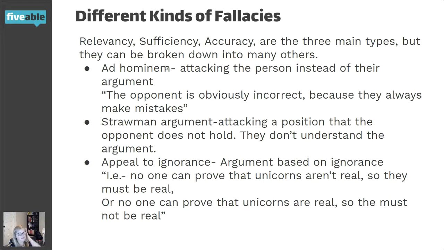Okay, but anyway, the first type we're going to go over is called an ad hominem, which is attacking a person instead of their argument. An example of this would be, the opponent is obviously incorrect because they always make mistakes.